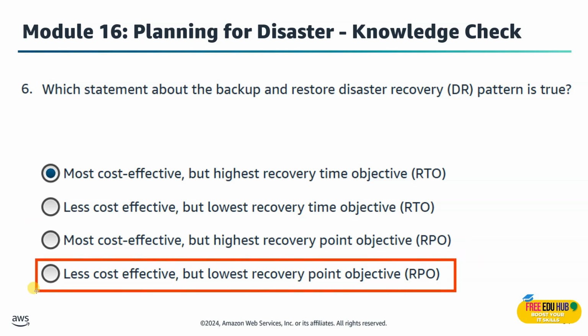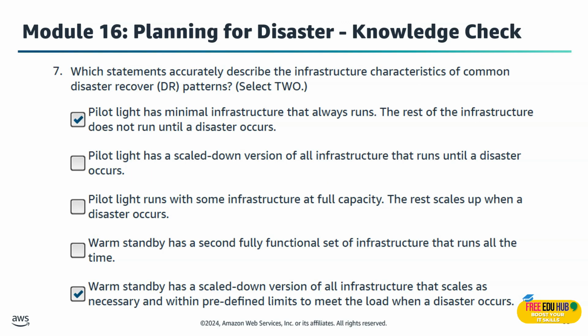And for less cost effective but lowest recovery point objective, we are not going for that as well because it fits the continuous replication pattern, not basic backups. Question number 7 is: which statement accurately describes the infrastructure characteristics of common disaster recovery patterns?